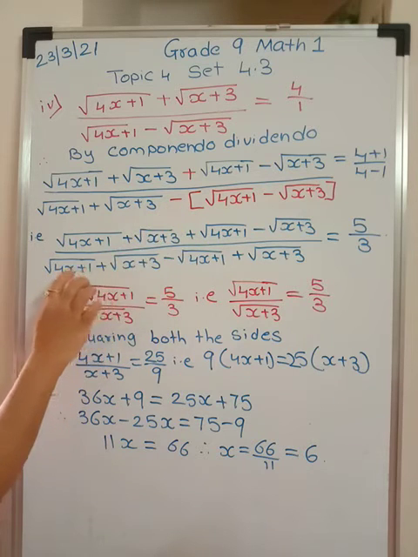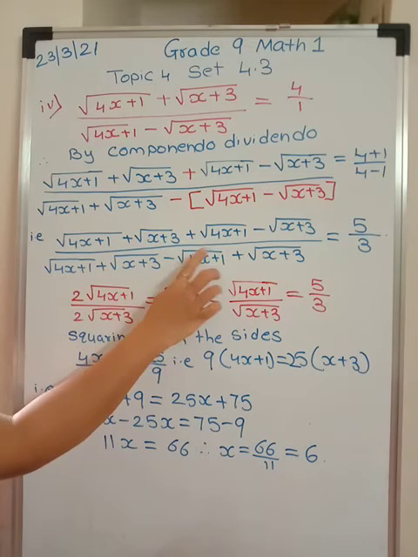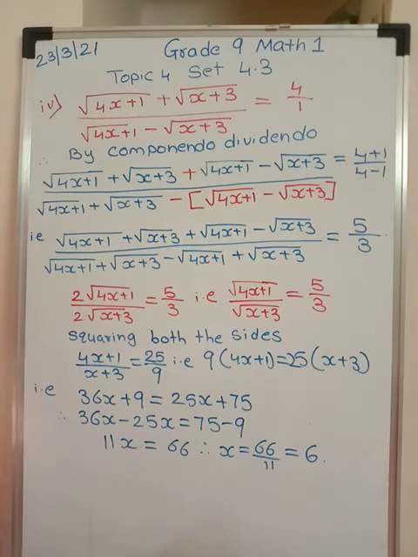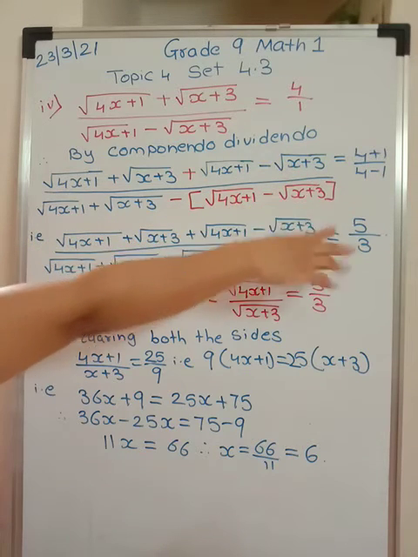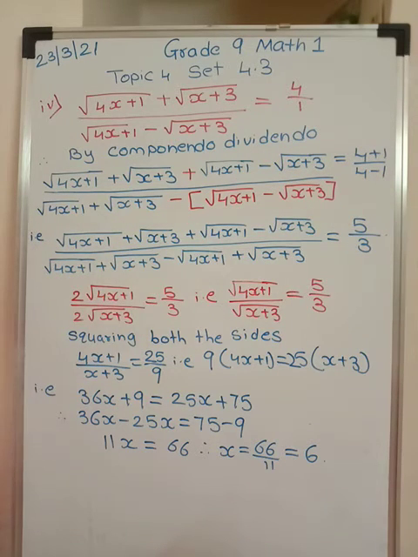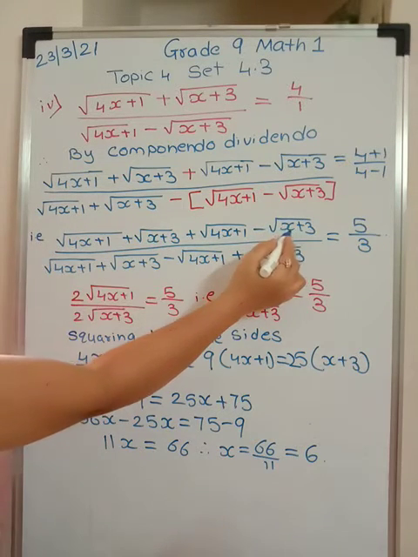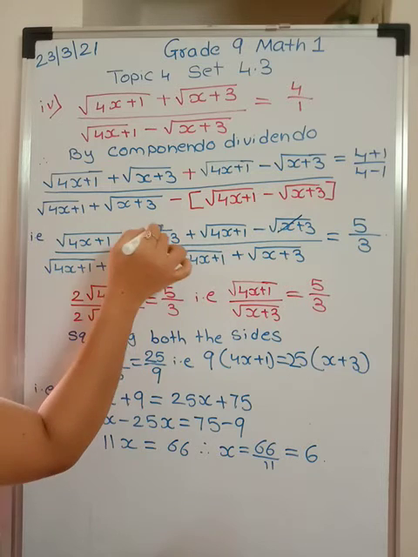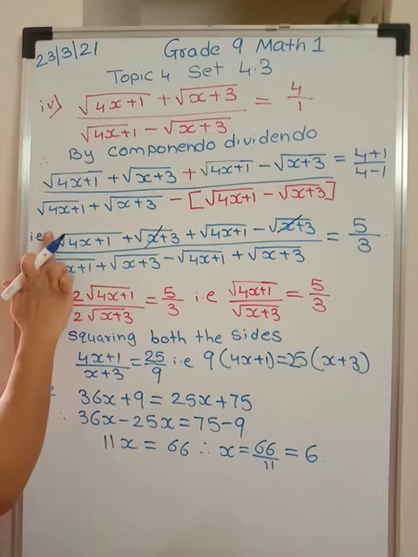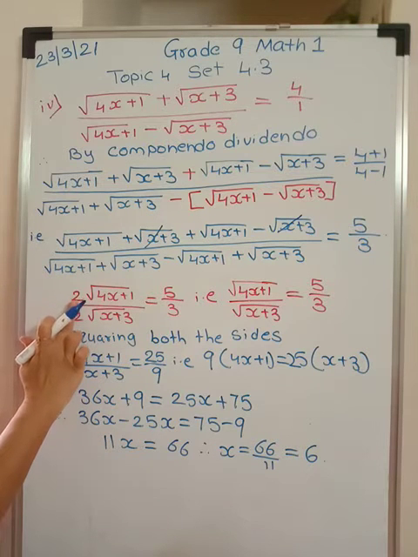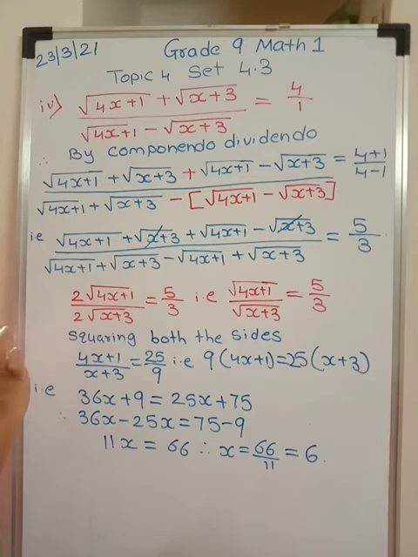So we are going to get here minus 4x plus 1 under root. And minus into minus we will get plus under root x plus 3, which is equal to 5 by 3. 4 plus 1 is 5 and 4 minus 1 is 3. Now after this, we have x plus 3 with plus sign, under root x plus 3 with minus sign. So these two can be cut off. So we are left with 1 plus 1 under root 4x plus 1. So I have written 2 under root 4x plus 1.